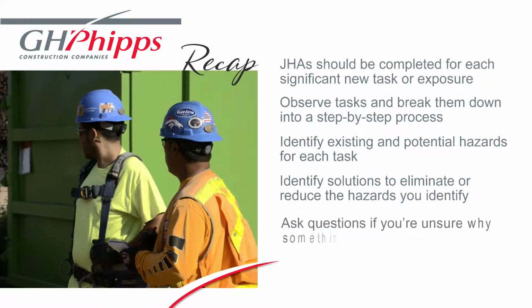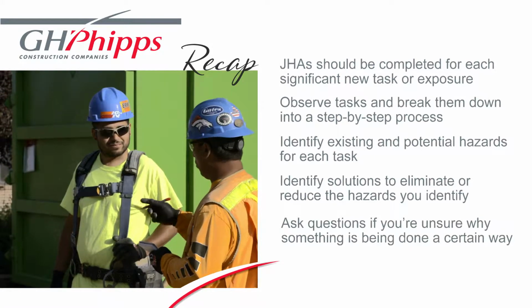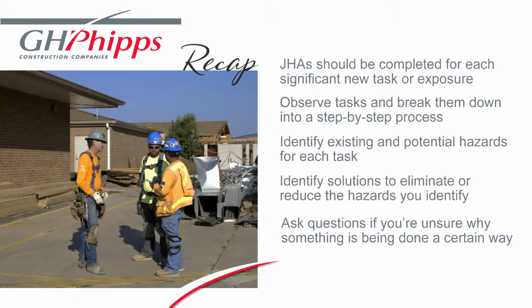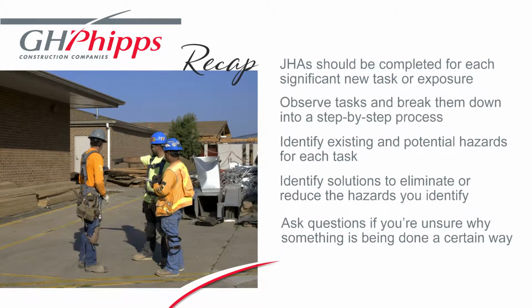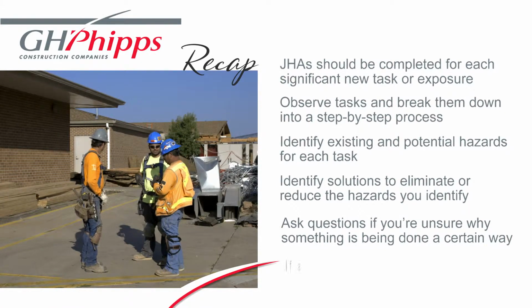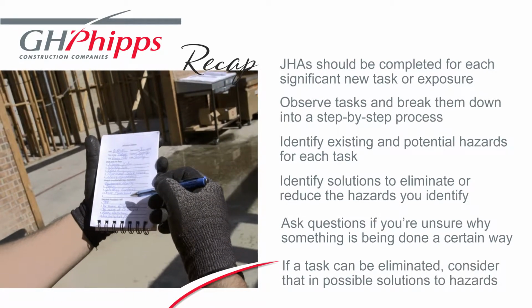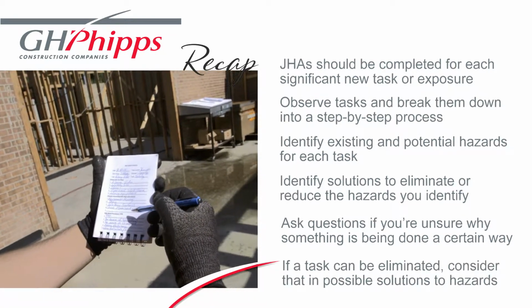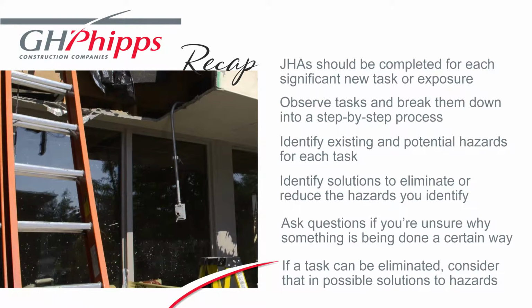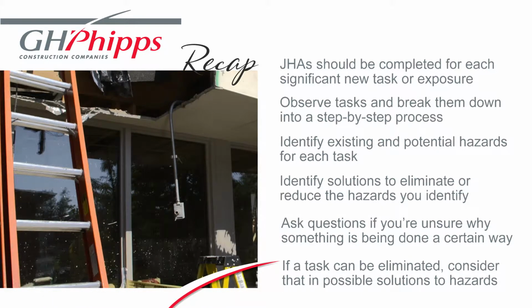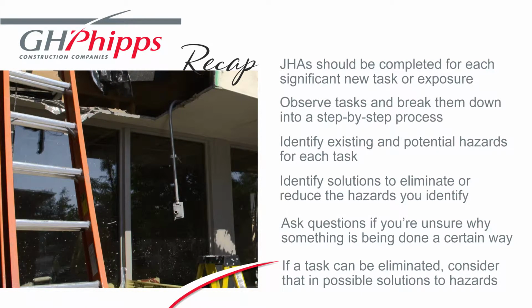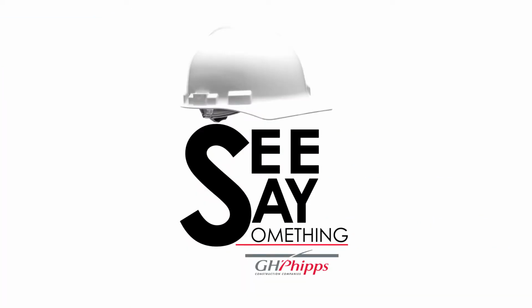Ask questions if you're unsure why something is being done a certain way. If you have an idea of how a task can be done more safely, please speak up. If a task can be eliminated, consider that in possible solutions to hazards. For uncommon jobs, consider the information in JHAs with similar tasks to help you. See something? Say something. If you see something unsafe, fix the issue or say something to your supervisor.